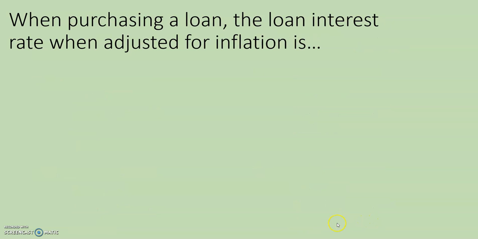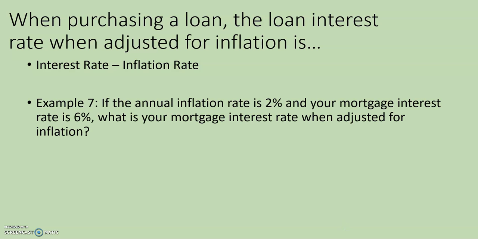When purchasing a loan, the loan interest rate when adjusted for inflation is the interest rate minus the inflation rate. If the annual inflation rate is 2% and your mortgage interest rate is 6%, what is your mortgage interest rate when adjusted for inflation? 6% minus 2%, 4%.